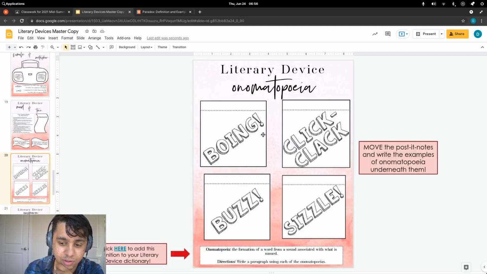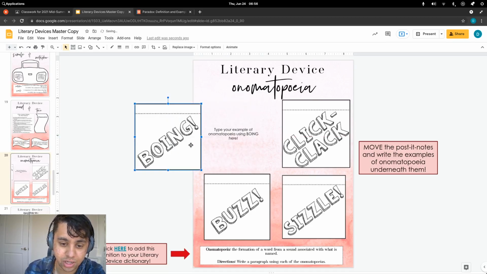Onomatopoeia, I think we've covered, but if you haven't yet covered that, I want you to go ahead and write something underneath each of these, which gives an onomatopoeia sentence. So for instance, this word boing, you could say something like the spring boinged as it went down the stairs. It's a slinky, I guess.